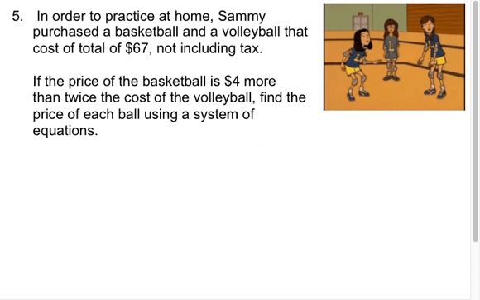In order to practice at home, Sammy purchased a basketball and volleyball that cost a total of $67, not including tax. If the price of the basketball is $4 more than twice the cost of the volleyball, find the price of each ball using the system of equations. Well, basically what don't we know? The cost of a volleyball and the cost of a basketball.